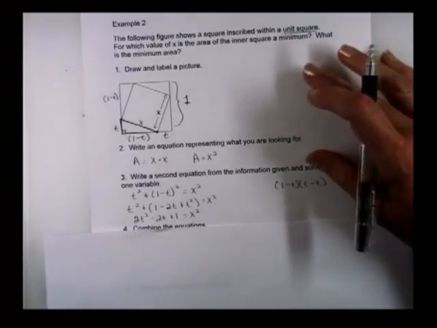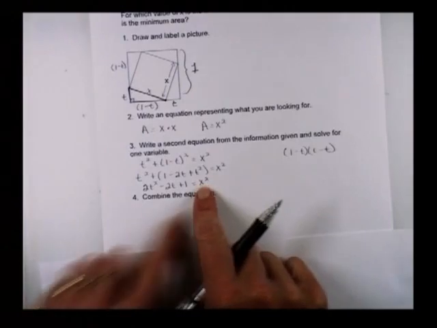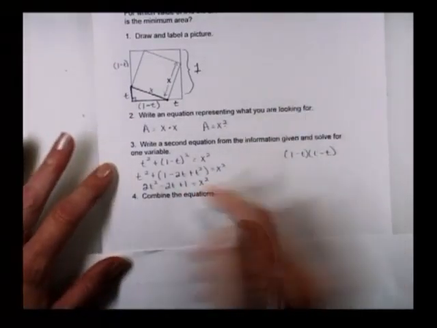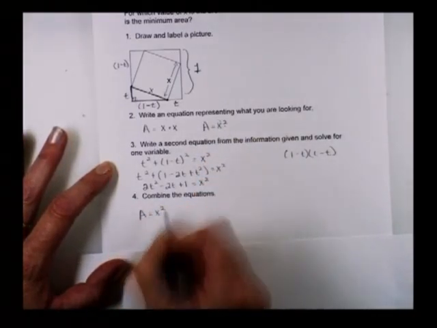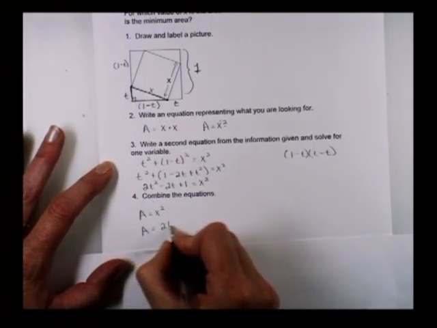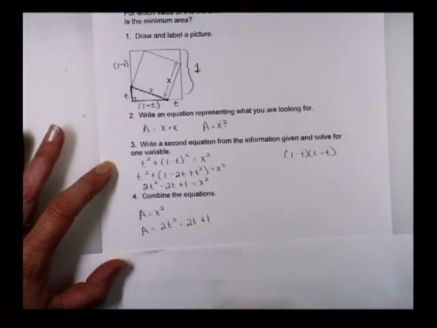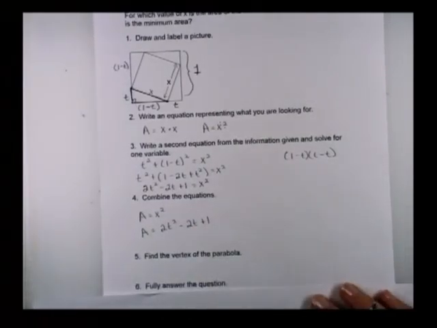Step 4, you know, is to combine the two. And the reason I left this again as x squared is because this was already in terms of x squared. So we're going to substitute in area equals x squared. So my area is equal to 2t squared minus 2t plus 1. And I have this wonderful quadratic function now that I can certainly find the vertex for.